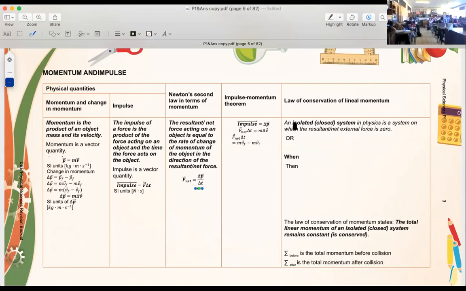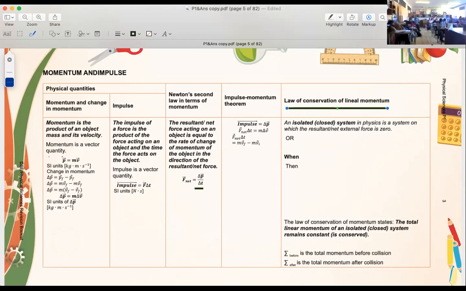And then here is the law of conservation of linear momentum. In an isolated system, what is an isolated system? An isolated or closed system in physics is a system on which the resultant or net external force is zero. Guys, you've got to remember that definition. There's no external force.